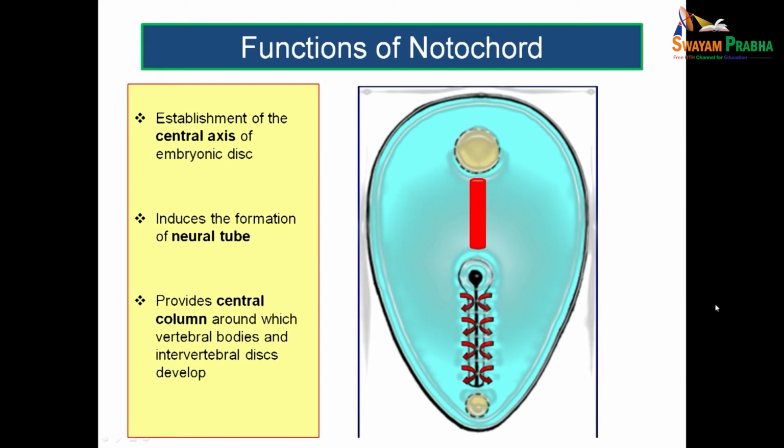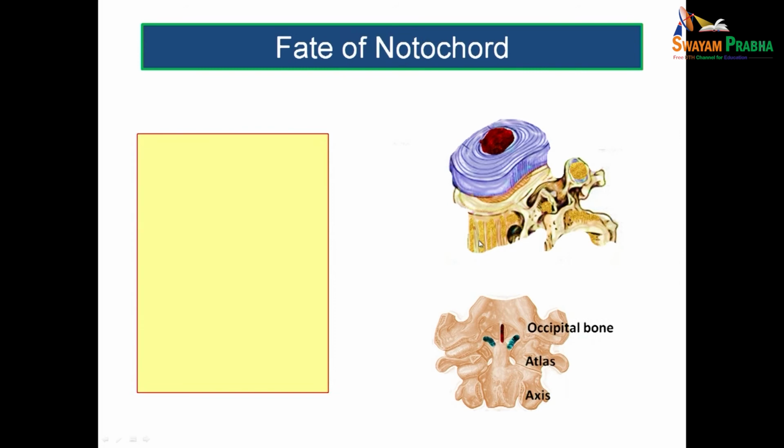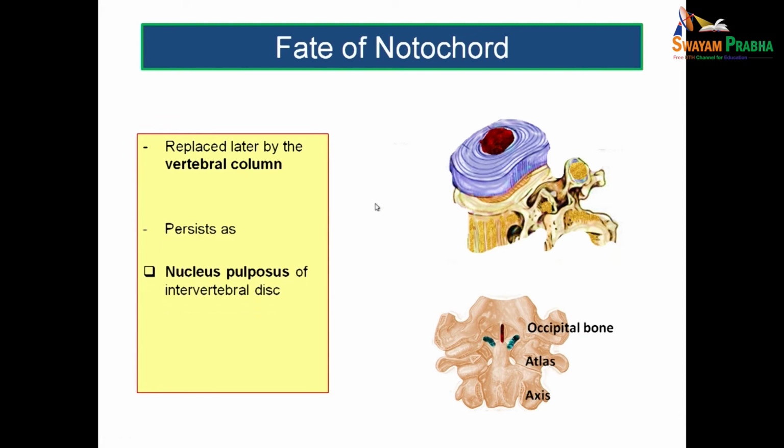So, it provides a central column, and it is around this central column that we have the development of the vertebral bodies and intervertebral disc. Let us see the fate of the notochord. After the formation of the vertebral column, you do not need this notochord anymore, but still some part of the notochord which is trapped between the developing vertebral column will be seen in adults, and some may persist as ligaments. So, what are the parts of the notochord which persist in the adult?